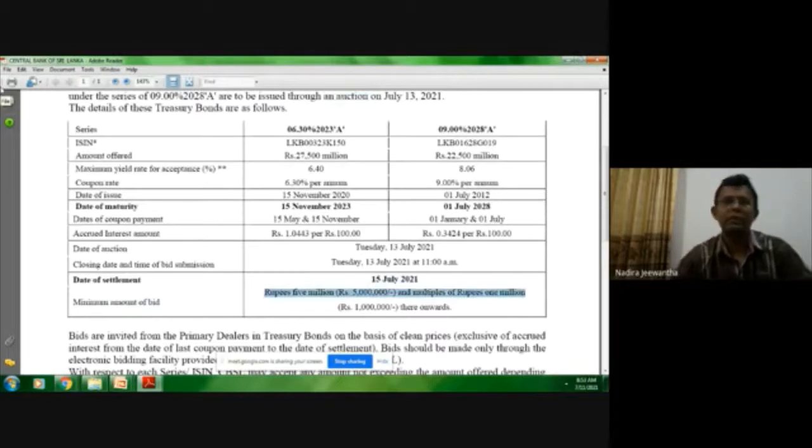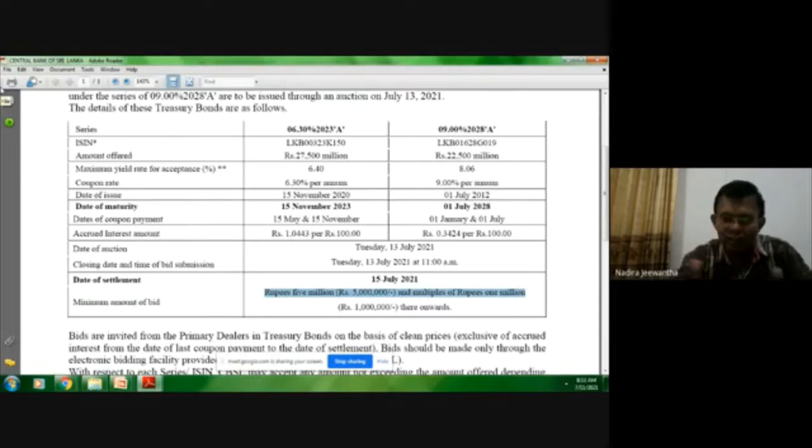Now, can we participate at the auction? No, we can't. Why? I am not a primary dealer. I can't participate. Then if I want to purchase a treasury bill, I have to go to the secondary market and purchase.